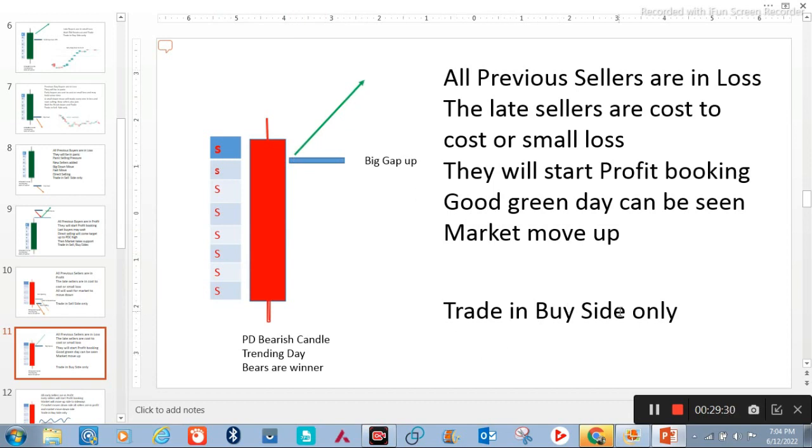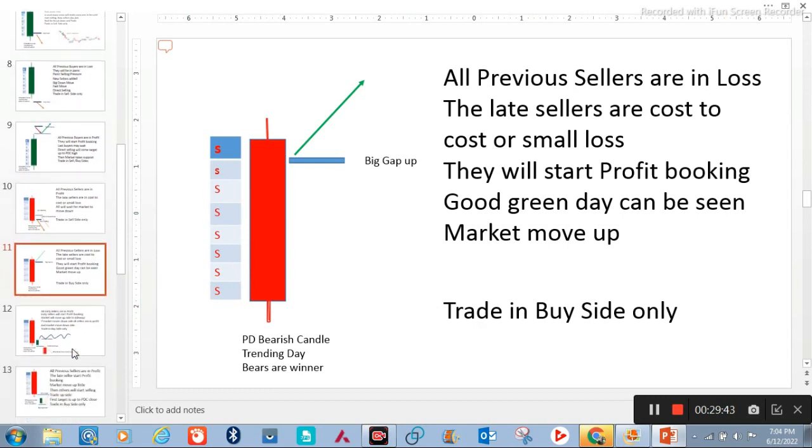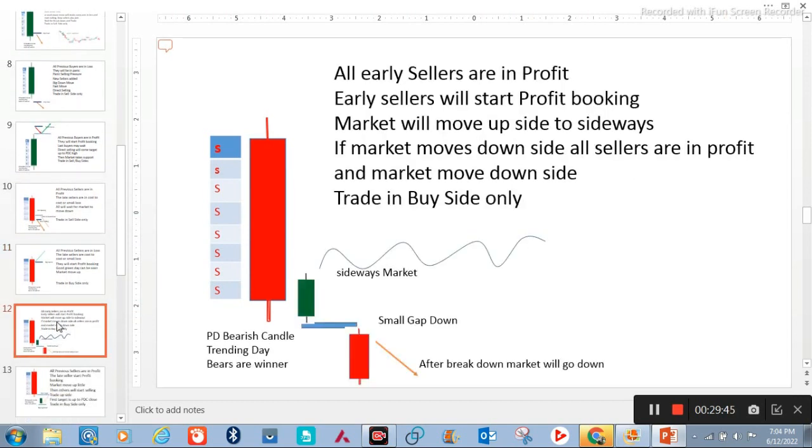Trade in buy side only. Don't trade in the sell side. You have to trade in the buy side only. This is the second situation in the sell side. Now the third situation, the same one.